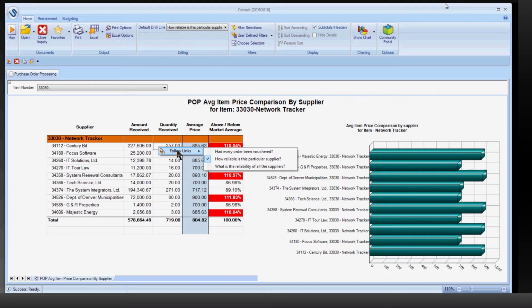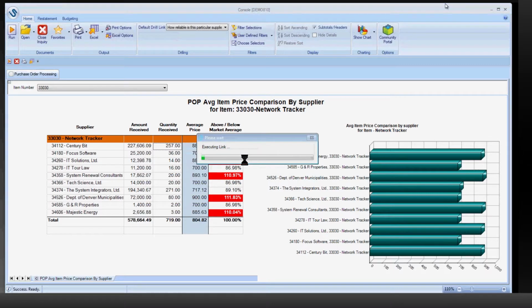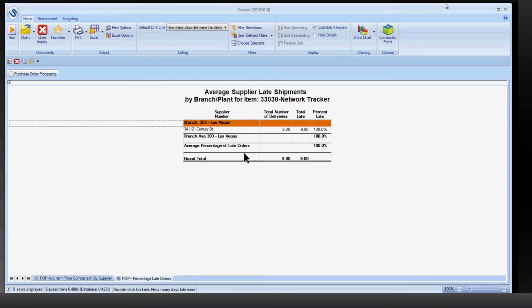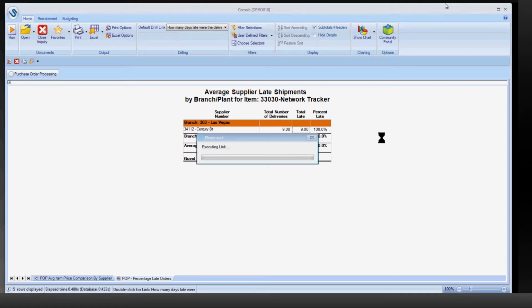First of all, if I'm paying them a premium, I would certainly hope that this supplier is reliable. So let's ask the question, how reliable is this particular supplier? I am now moving live through my ERP data to determine that CenturyBit actually has delivered 100% of its deliveries late. So I think I'd like to understand more about just how late those were.